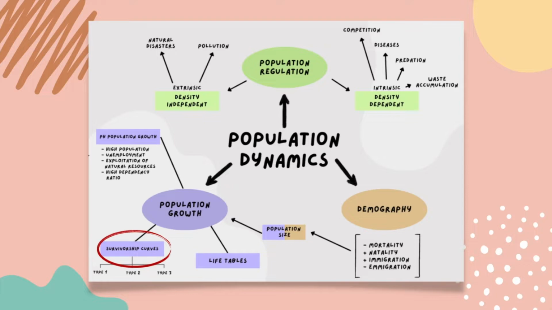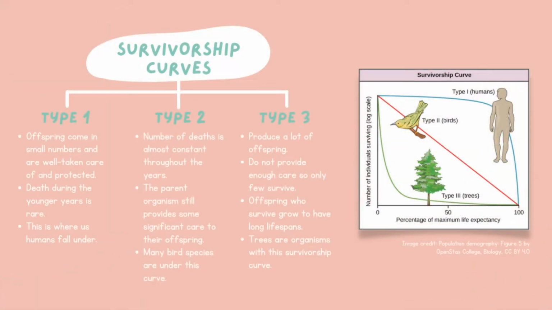Survivorship curves are visual representations of the number of certain species that survive as they age. To better understand this concept, let us look at its three types. Type 1 is where humans fall under. Because offspring come in small numbers, they are usually well taken care of and are protected. Thus, death during the younger years is quite a rare occurrence. We can visualize this type in a graph as a straight line that eventually curves downwards, as death mostly occurs during old age.